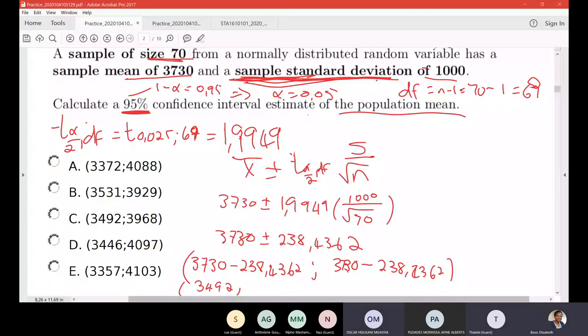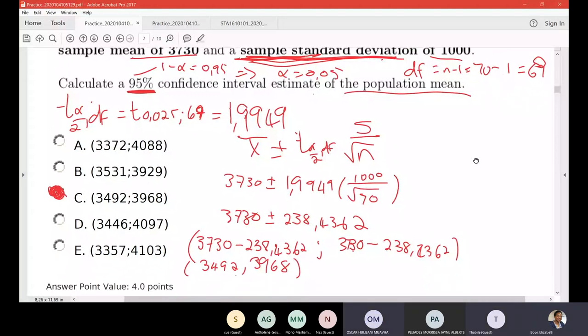And the next answer will be 0.3968, 0.4362. So which is option number 3968? And that's how you will answer that question.